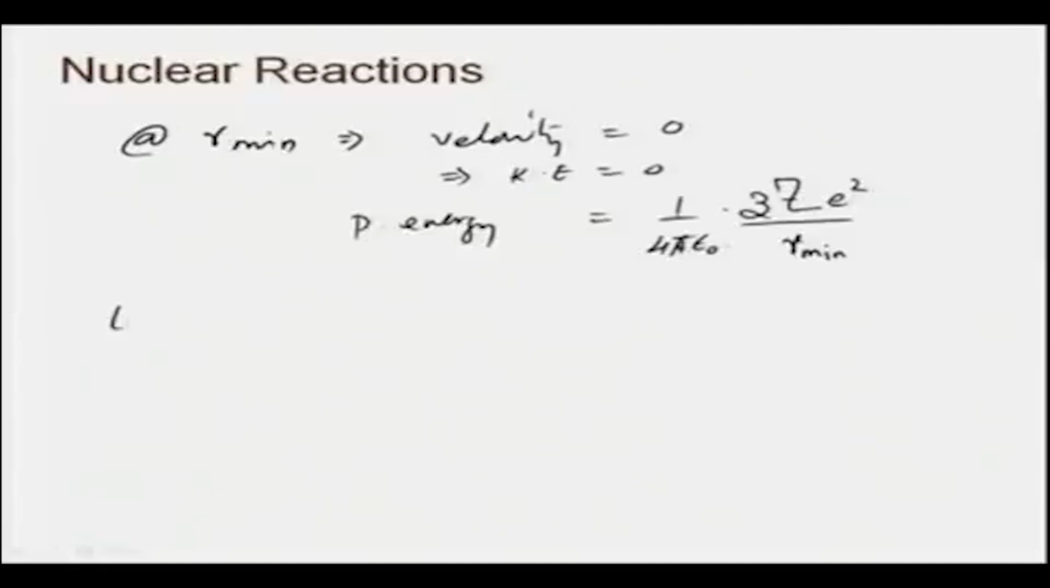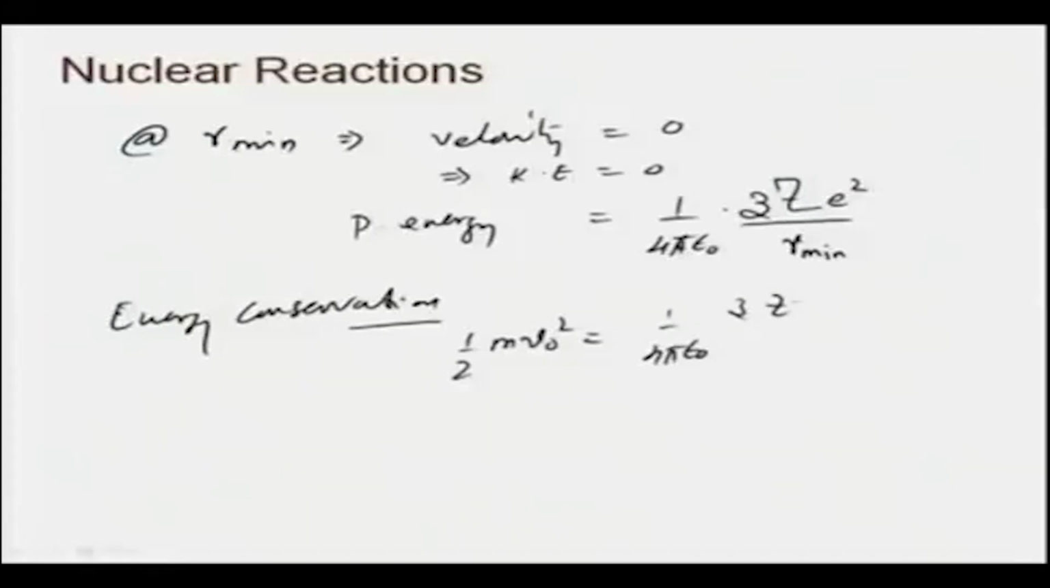Energy conservation will tell you that the initial energy half m v 0 square is equal to 1 over 4 pi epsilon 0 z Z e square over R min. Okay. It is one relation you can keep in mind, and from this you can find R min, the closest approach, etc. Okay.